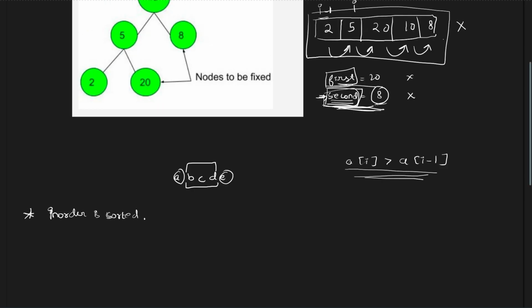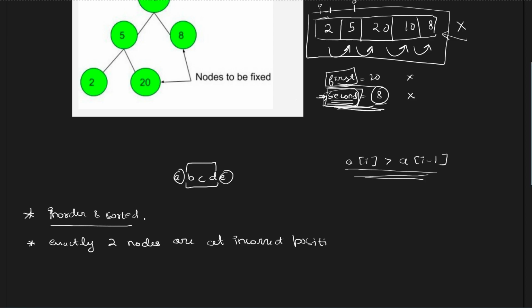So this is no longer a problem of a binary search tree. It has been reduced to a problem where we have been given an array and there are two elements which are not at the correct positions, and we have to swap their positions to make the array sorted. So this has been reduced to a question of an array. Now the first observation is that in order is sorted. The second important observation is exactly two nodes are at incorrect position. So these are the two important observations that you need to observe from the question.